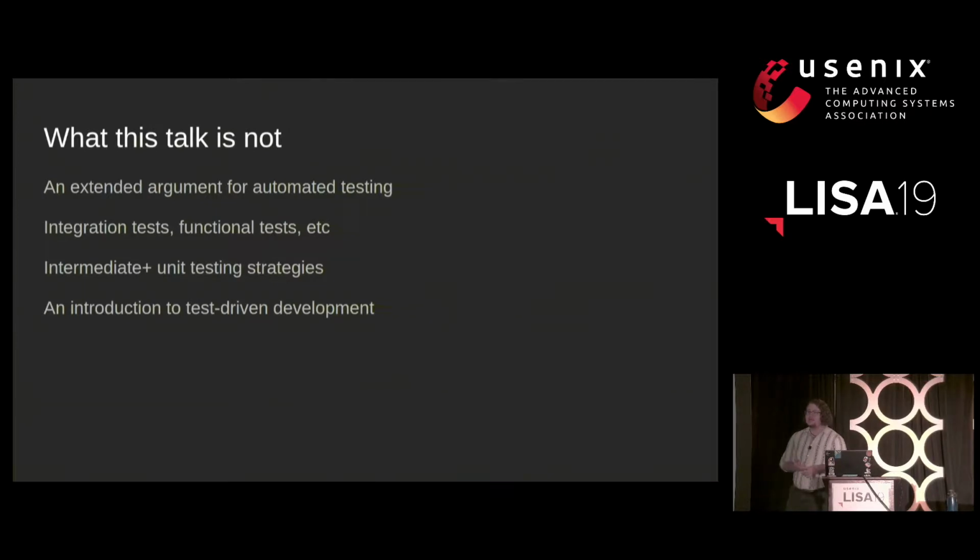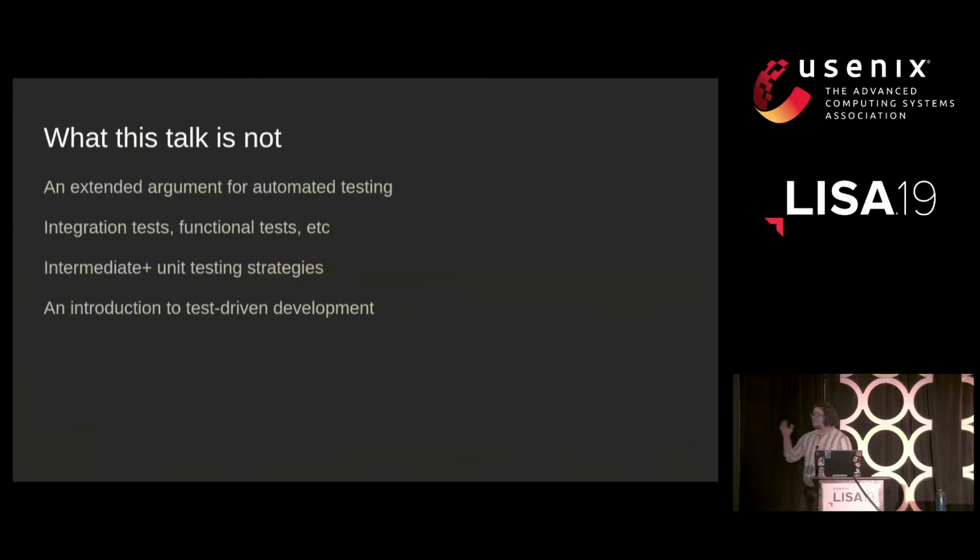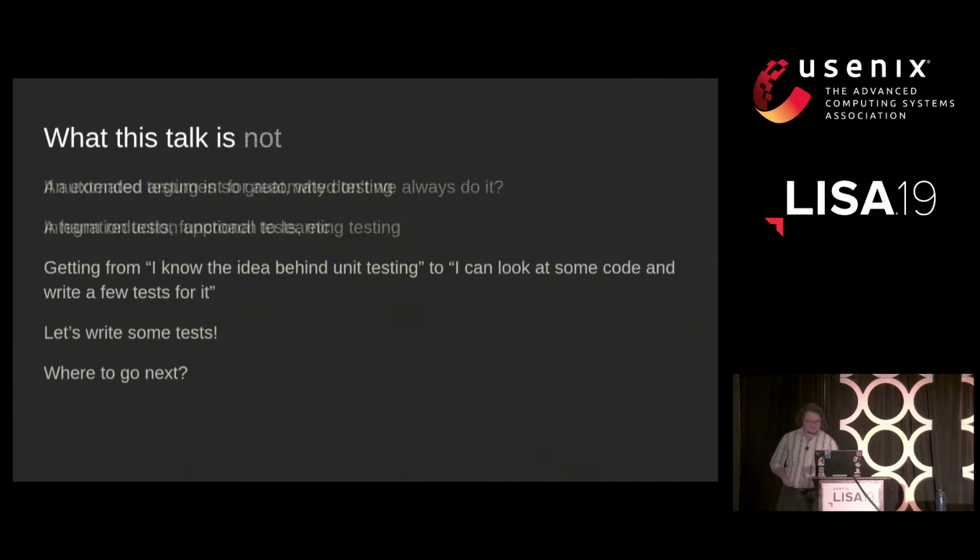I'm also not going to be talking about other types of automated testing. So I'm not going to be talking about integration tests. I'm not going to be talking about functional tests. This is how to get started on one particular kind of testing. I'm also not going to talk about how to handle network stuff, mock stubs, any of that kind of thing. And this also isn't an introduction to test-driven development. This is particularly for people who, maybe development isn't the main thing that they do, but you have to write code sometimes, and no one has sat you down and talked about, okay, here's how it goes.